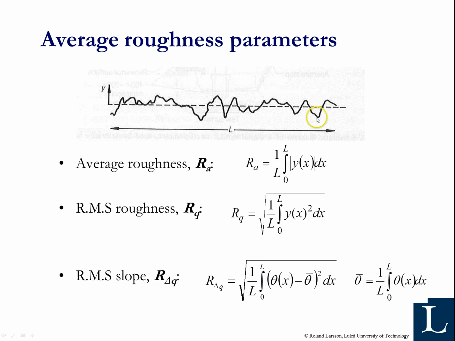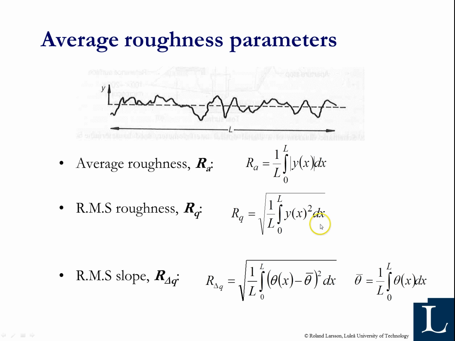If you then take all the valleys and change the sign of them, then you get only a positive profile, and then you take the average height of that. That's a kind of measurement of the height of the surface roughness. It's very much used. I will come back to that later. It's not very useful maybe for tribology, but it's a measurement.